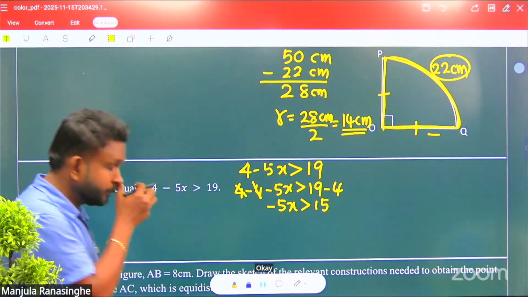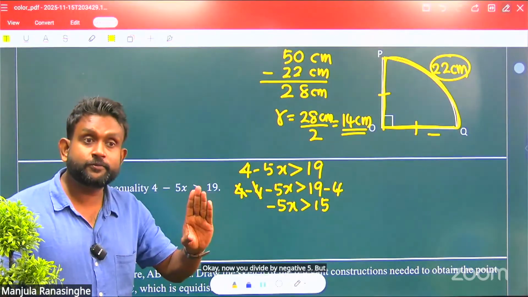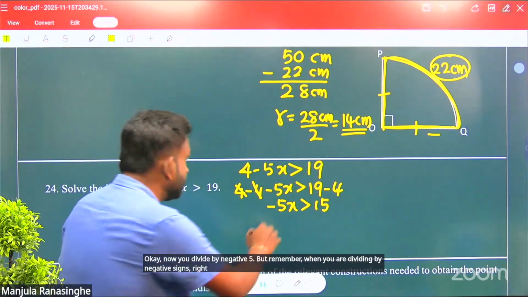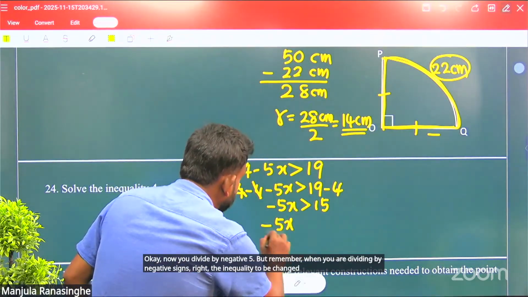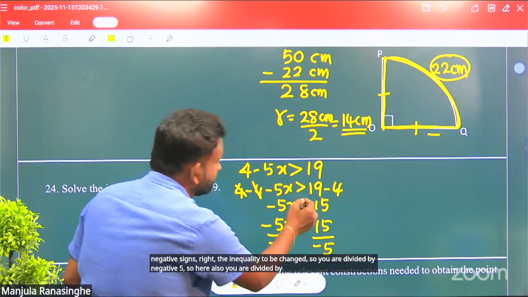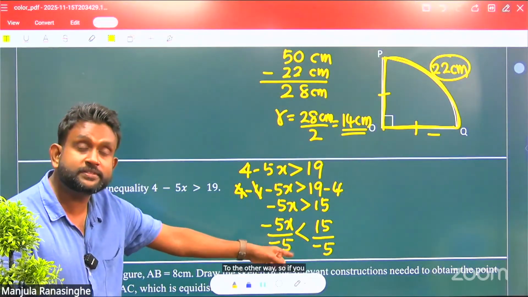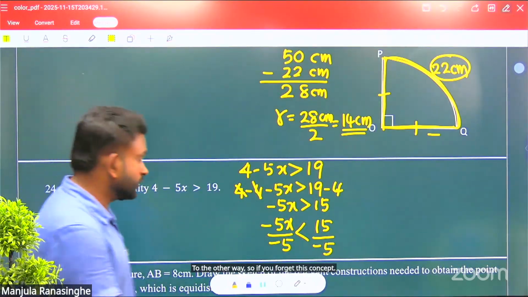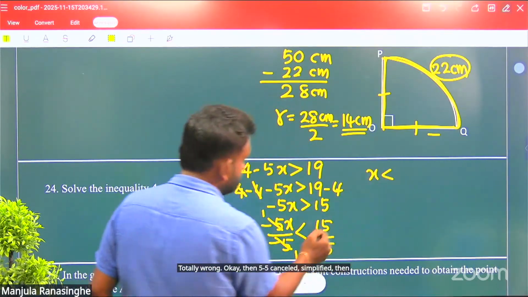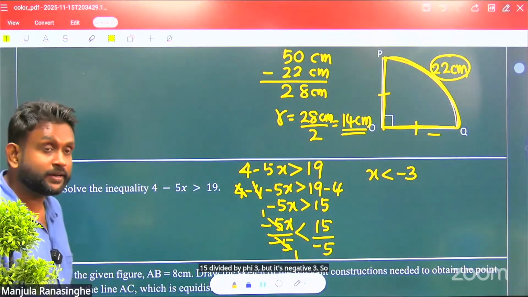Okay, now you divide by negative 5. But remember, when you are dividing by a negative sign, the inequality has to be changed. So you are dividing by negative 5, and the sign changes to the other way. If you forget this concept, it is totally wrong. Then 5 cancelled, simplified, then x less than 15 divided by 5, 3, but it's negative 3. So now x less than negative 3 is the answer.